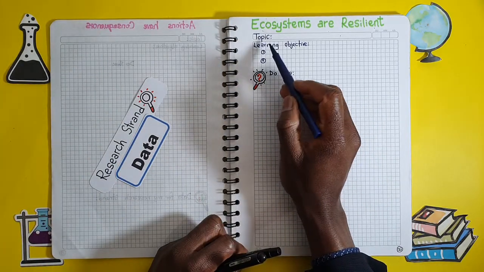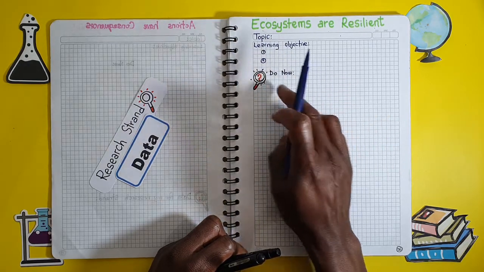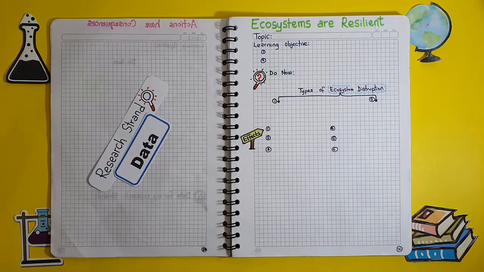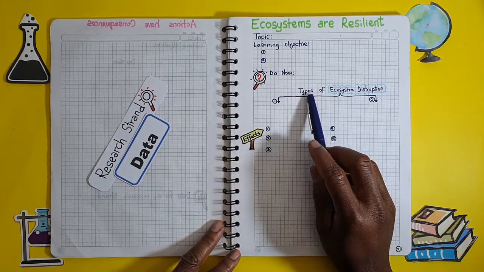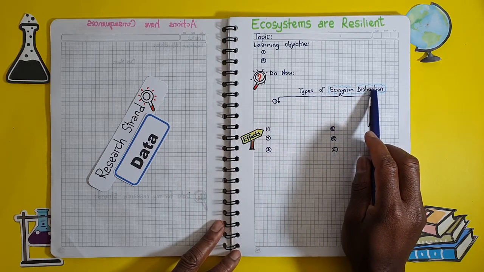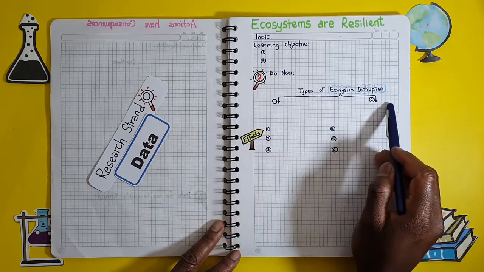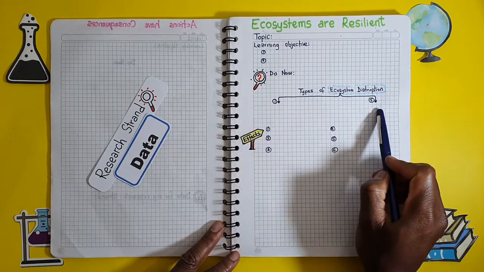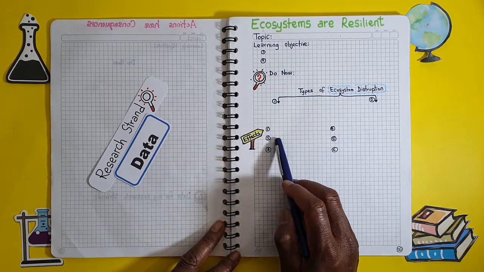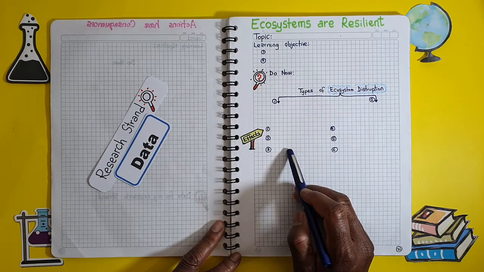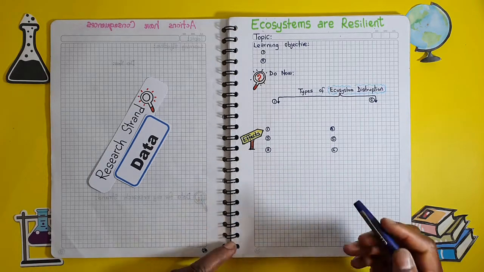So get your notebook ready. As always, write the topic, the learning objectives. In this case, we're going to have 2 learning objectives and the do now. After the do now, you're going to be looking at the 2 types of ecosystem disruption. So you're definitely going to understand what ecosystem disruption is. Then you leave this space for where you're going to write the 2 types of ecosystem disruption. Then after, you're going to be looking at the 6 effects of ecosystem disruption. So whenever there is a disruption in an ecosystem, there are basically 6 effects that can occur.